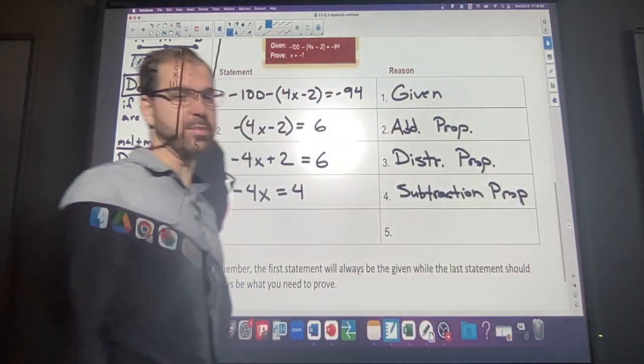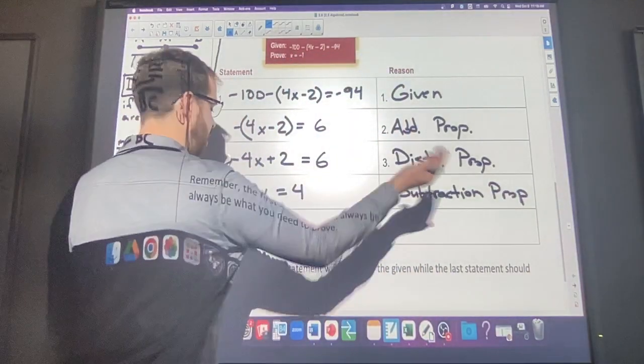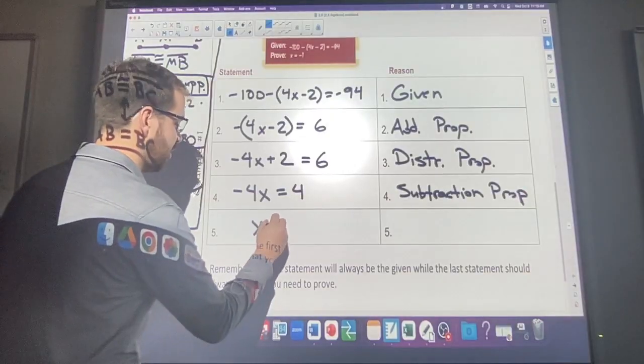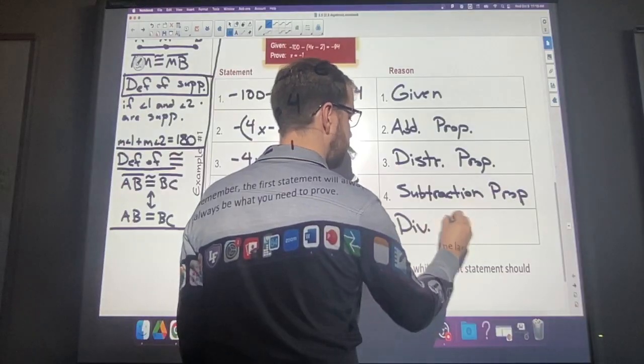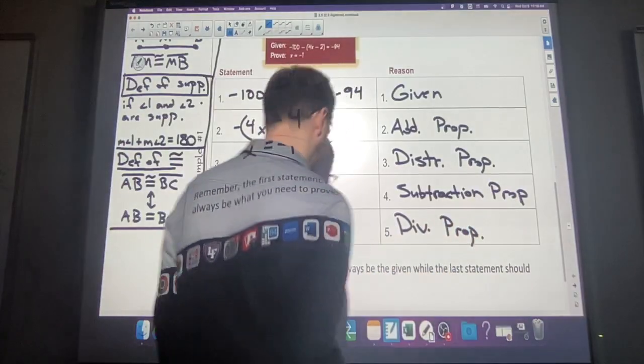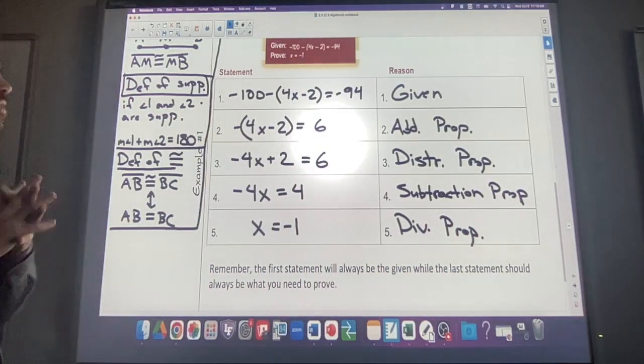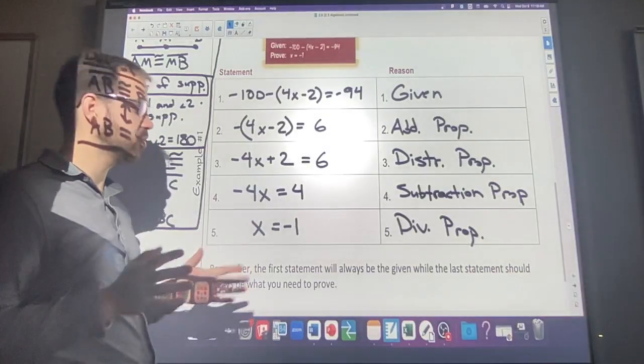Oftentimes it's hard to tell what people are saying if they abbreviate everything, especially subtraction. And then we divide by negative 4, we get x equals negative 1. That's the division property. Very good. All right, so that's what the proofs we've been talking about so far.